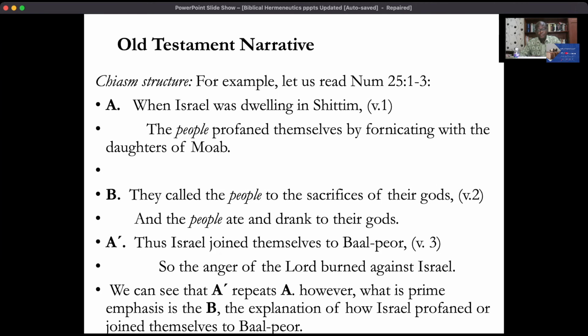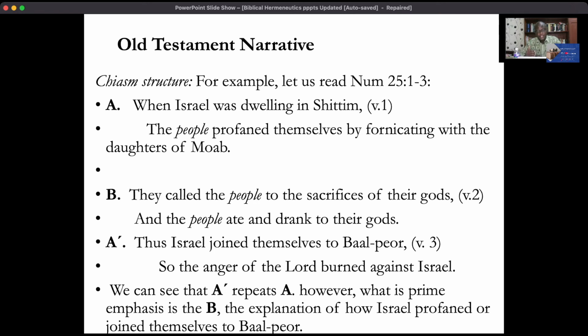And so we have here, when Israel was dwelling in Shittim, verse 1, the people profaned themselves by fornicating with the daughters of Moab. So that's what Israel did. Now B, the second line, as the story progresses, read verse 2, that they called the people to the sacrifices of their gods, and the people ate and drank to their gods. So that's what Israel did, that is profaning themselves by fornicating with the daughters of Moab. Now verse 3 repeats verse 1 in some way: thus Israel joined themselves to Baal Peor, so the anger of the Lord burned against Israel. So it's repeating what Israel did, by profaning themselves.